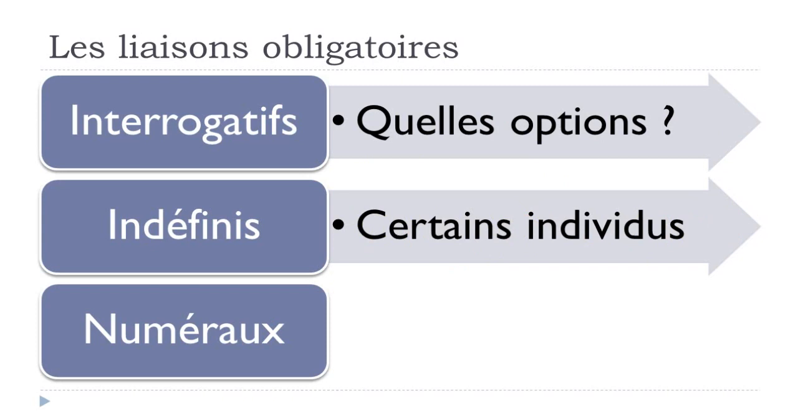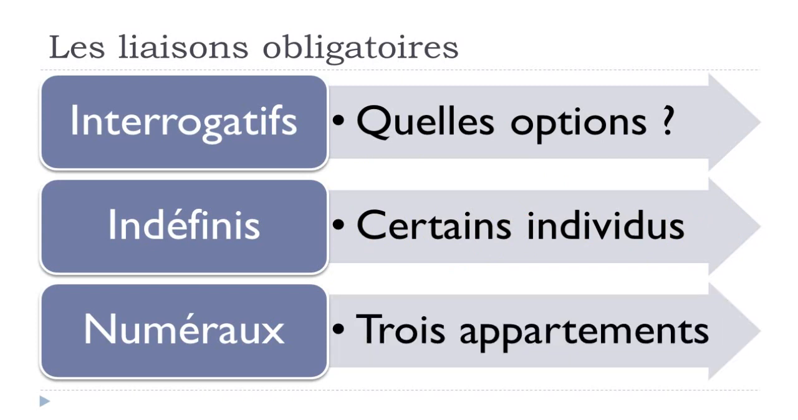Okay, so if we're talking about the numbers, in that case I took trois, okay, 3, just because it ends with S, as you can see here, and then appartement, apartments, starting with a vowel, so you should make the liaison. Trois appartements. Okay, so quelles options? Certains individus, trois appartements. So in all these cases, you should make the liaison. All right, but then it continues.